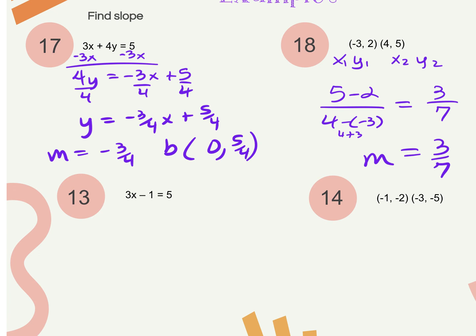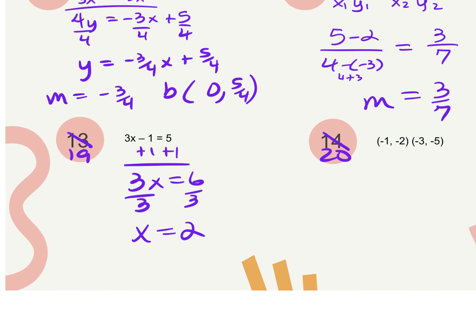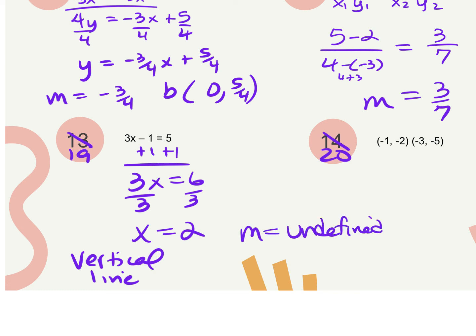And then this is a typo, this should be number 19, and this one should be 20. So go ahead and add the 1. 3x equals 6. Divide by 3. X equals 2. Remember that when it's x equals a number, this is a vertical line. And your slope is undefined. So the slope here, the m, undefined. And on WebAssign, DNE.